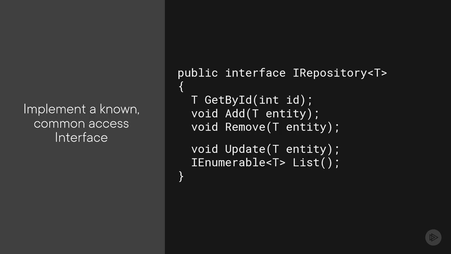Another important recommendation for repositories is to set up access through a well-known global interface. That way, developers that need to interact with the repository will be familiar with a common pattern for using it. Here's a simple repository interface example.